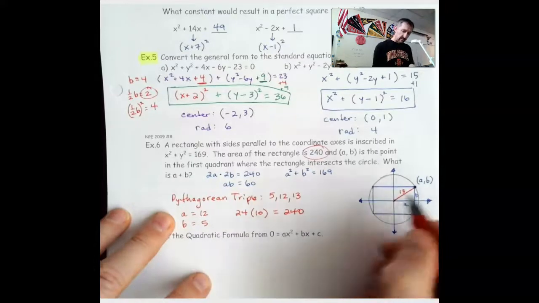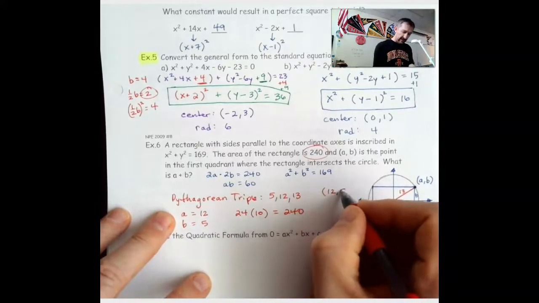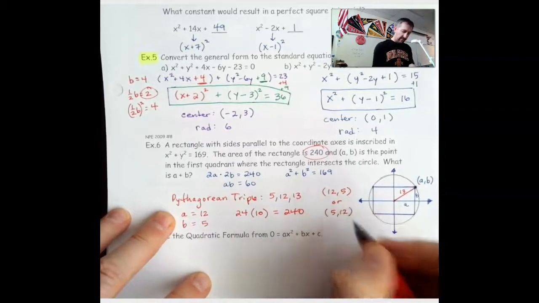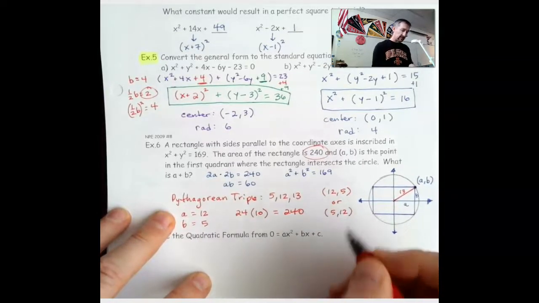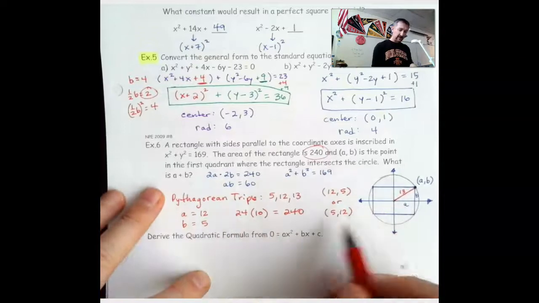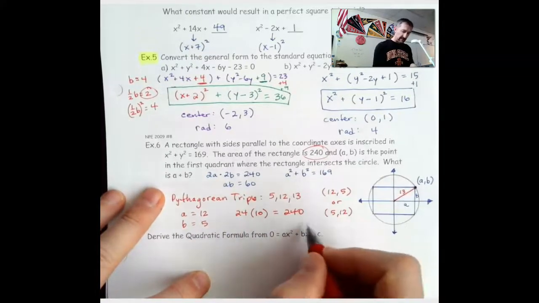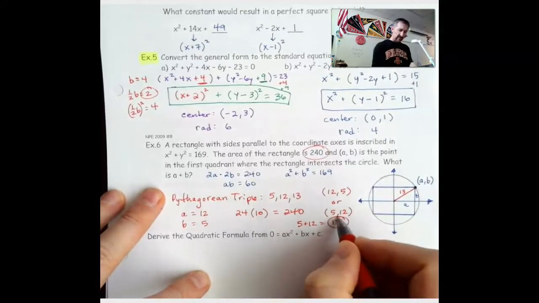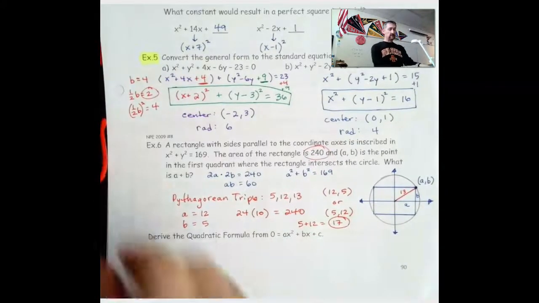So we could have 12, 5, or it could have been 5, 12, and then it says what is A plus B. So 5 plus 12 is 17. So the answer is 17.